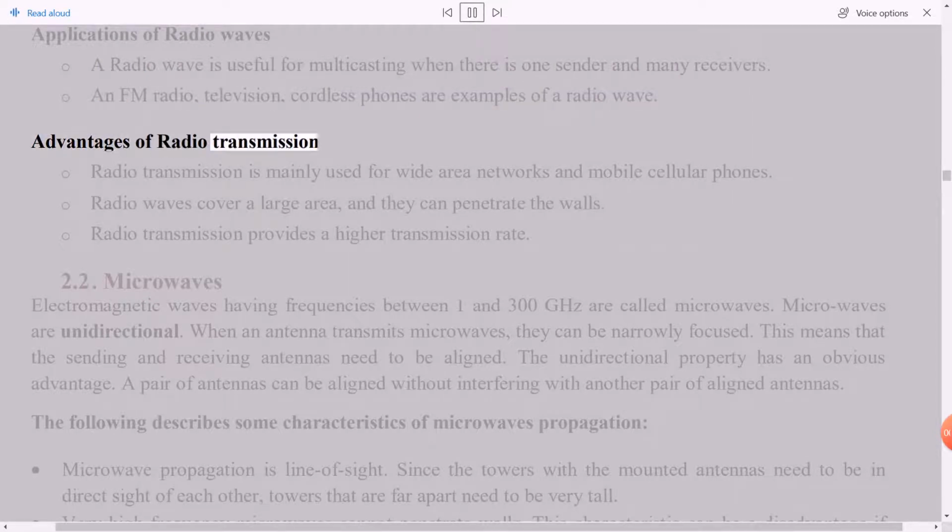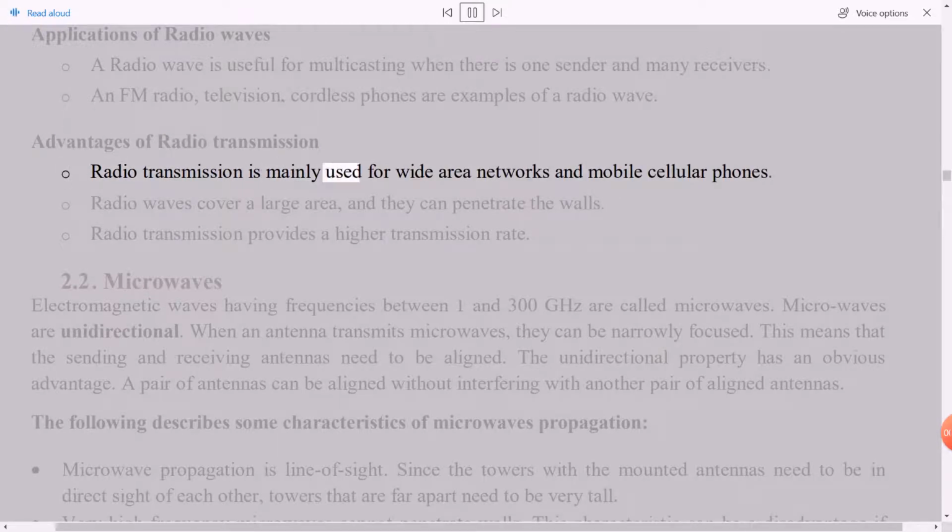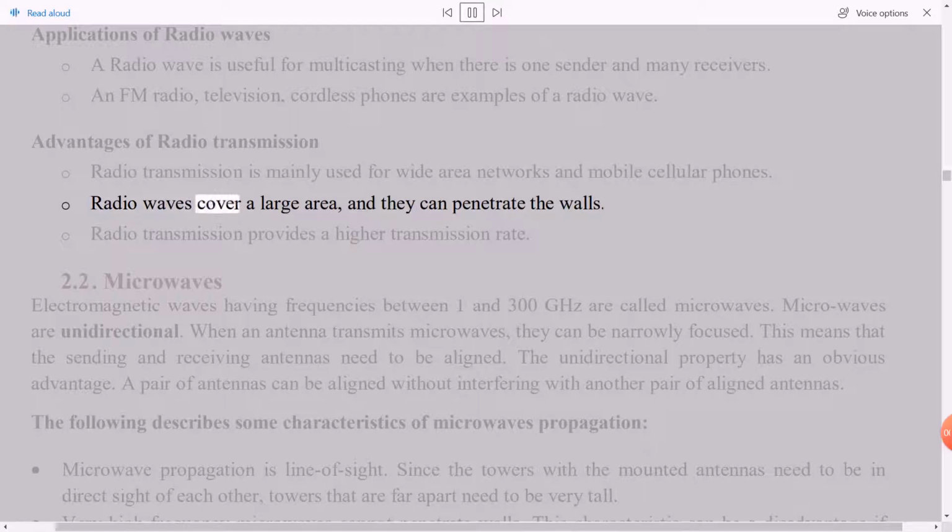Advantages of radio transmission. Radio transmission is mainly used for wide area networks and mobile cellular phones. Radio waves cover a large area, and they can penetrate the walls. Radio transmission provides a higher transmission rate.